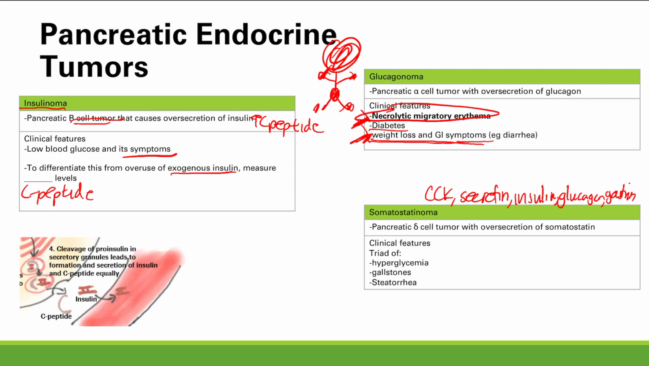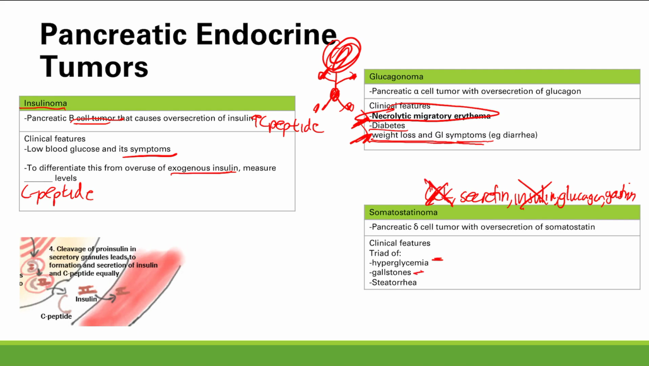You're going to see hyperglycemia, you see gallstones, and you see steatorrhea. Why would you get hyperglycemia? Because you block insulin, you get hyperglycemia. Why would you get gallstones? Remember that you block CCK. CCK is for stimulation of the gallbladder. So now you have gallbladder stasis, you get gallstones.